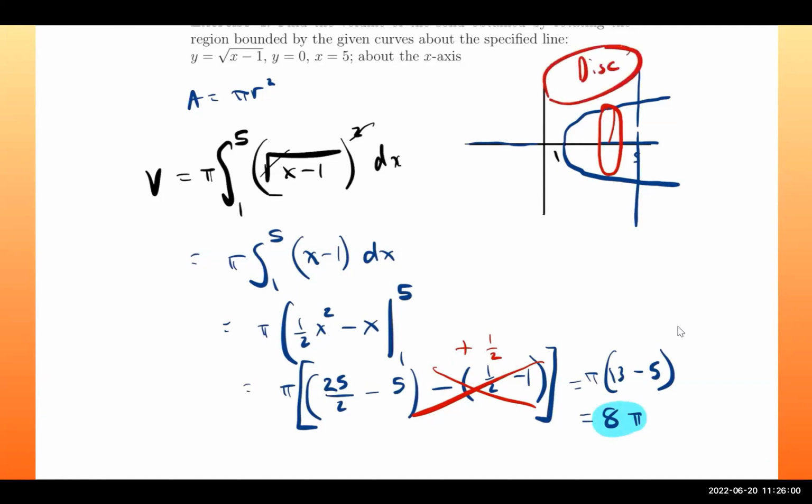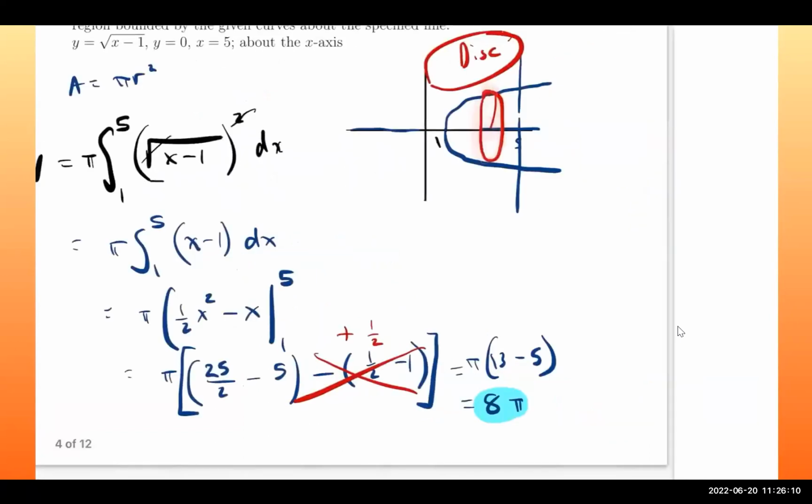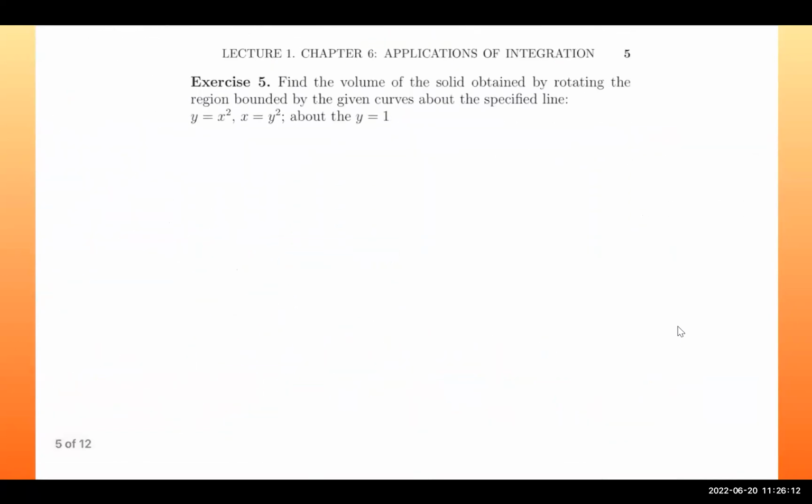Now let's take a look at a washer. So a washer is going to be very similar, except there's going to be a hole in the middle. So it's going to be the outer circle minus the inner circle. So here it is. Find the volume of the solid obtained by rotating the region bounded by the given curves about the specified line. Usually you'll have a washer when you're not rotating about the x or the y-axis, but rather a different line, such as this one. So let's look at that.